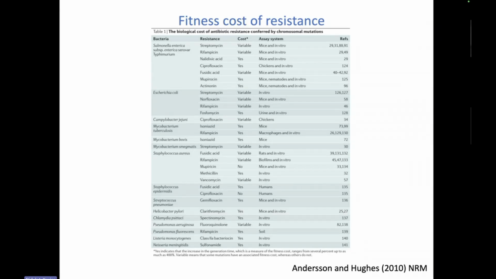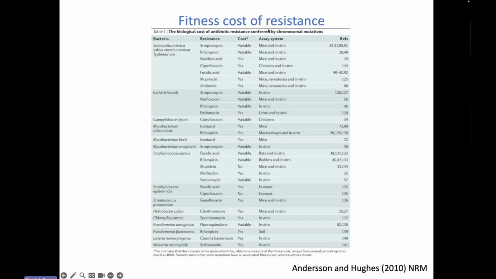Okay, and that's really encouraging, because that means if we can keep the benefit lower than the cost, then we shouldn't see too much resistance arise. And that idea again has been around for some time. In fact, the full title of this paper by Anderson and Hughes was something like "Can we reverse resistance?" question mark. And that's an idea that has been around for some time.